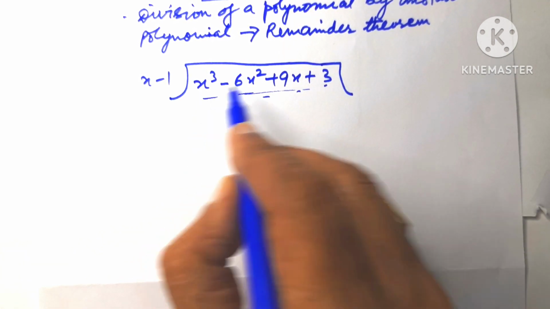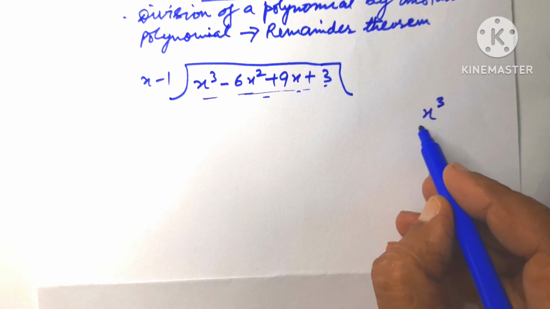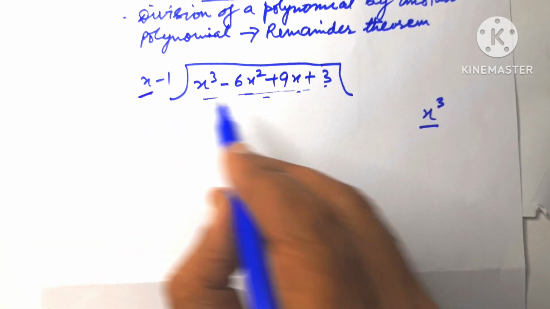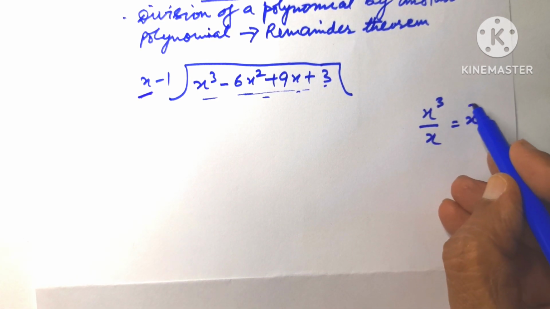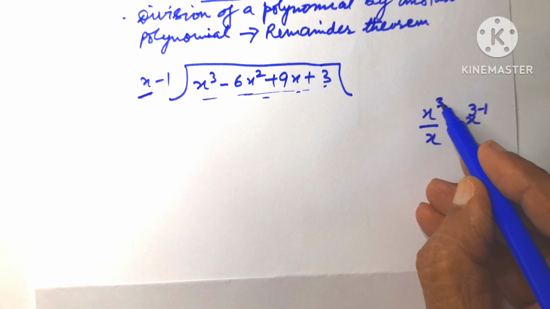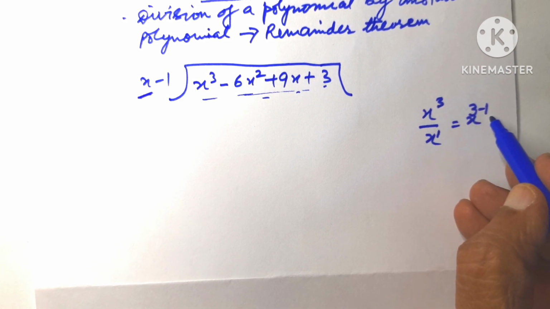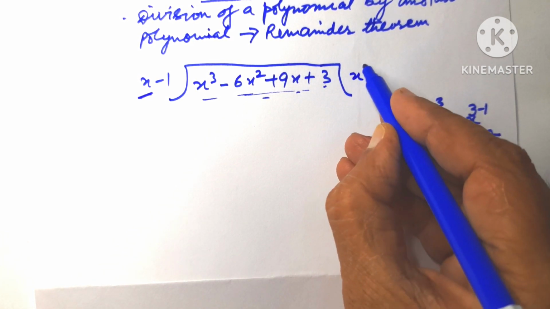The first term of the dividend is x cube. Divide it by the first term of the divisor, x to the power 3 minus 1. This power is 3, this is 1. When there is a division, powers are subtracted. This becomes x square. So write x square in the quotient.